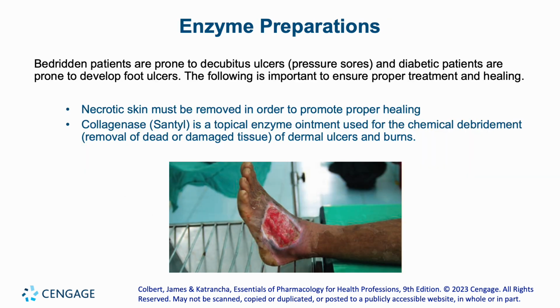Enzyme preparations. Bedridden patients are prone to decubitus ulcers, pressure sores, and diabetic patients are prone to develop foot ulcers. The following is important to ensure proper treatment and healing. So real quick, decubitus ulcers, also called pressure sores, have to do with the skin being pressed up against something, creating pressure between the layers of the skin, which reduces blood flow.